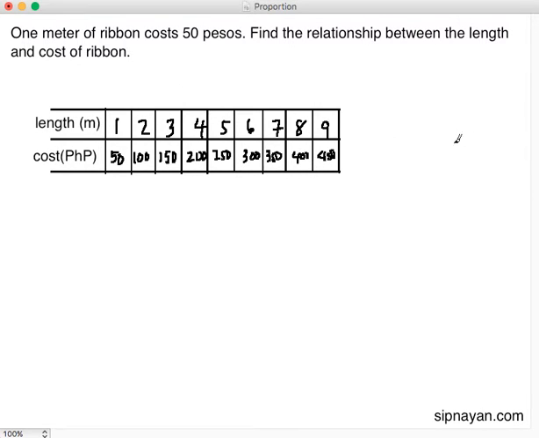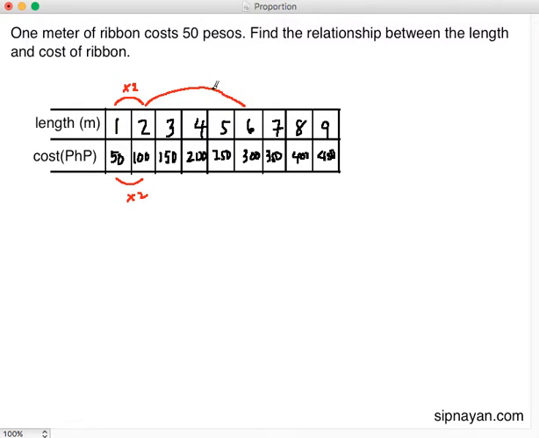So, kung mapapansin ninyo, pag ang length ng ribbon ay naging twice, if it's multiplied by 2, for example, now what happens to the price or to the cost? Nagiging times 2 din siya. So, 1 times 2 dito ay 2. Tapos dito 50 times 2 nagiging 100.